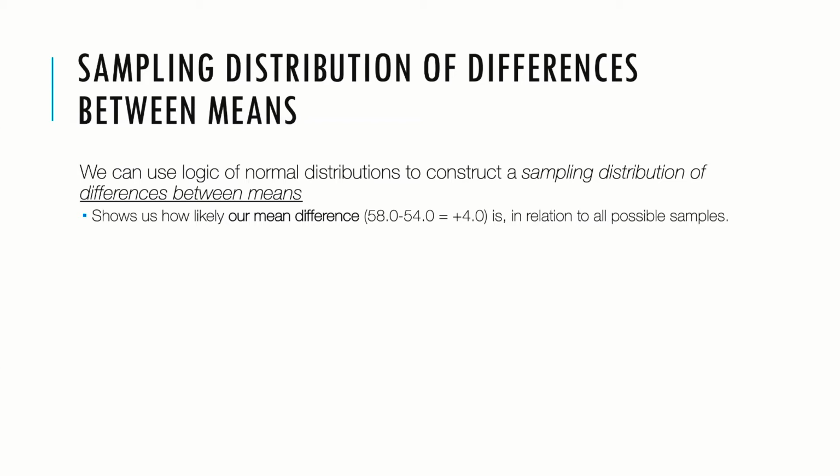So what we can do is, with this logic, we can construct a theoretical distribution of all those samples, and then we can convert our difference of 4 into a z-score. Just like we said before, we can convert that difference of 4 into a z-score and plot that relative to all possible mean differences. And we can see how extreme is our mean difference of 4 relative to all possible theoretical mean differences. Mean differences of 0, mean differences of 30, mean differences of negative 30.